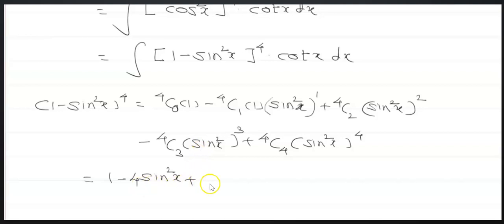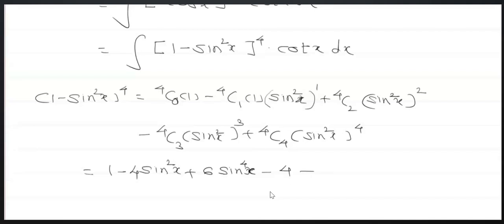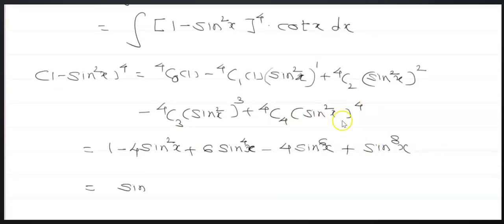That is, 4 sin square x, plus the value of 4c2, that is 6, into sin of x raised to 4, minus the value of 4c3, which is again 4, that is minus 4 sin of x raised to 6, plus the value of 4c4 is 1 into sin square x raised to 4, that is sin of x raised to 8.